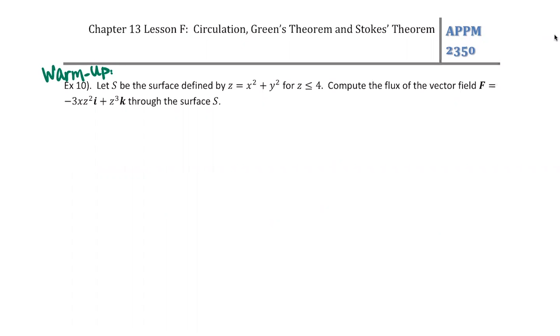But first, let's have you start with example 10 at the very back of the packet and see if you can compute the flux for me of this vector field through the surface that's defined by this bowl where z is less than or equal to 4. So go ahead and put it on pause.